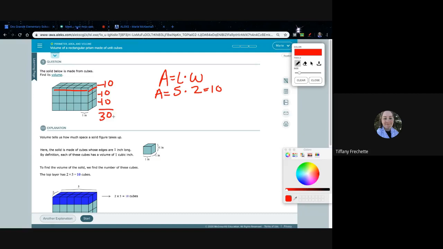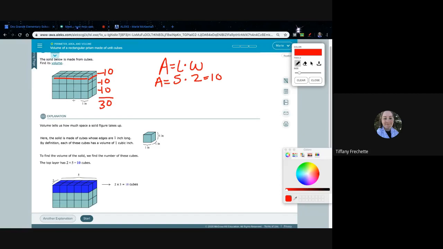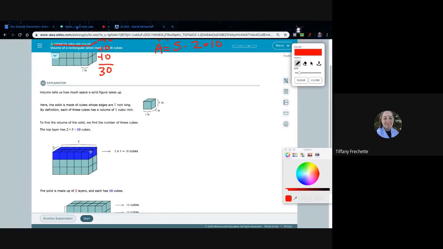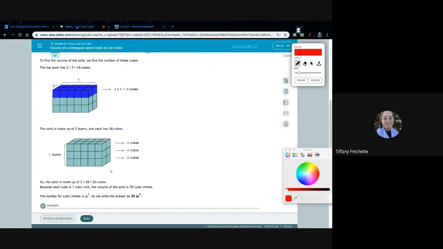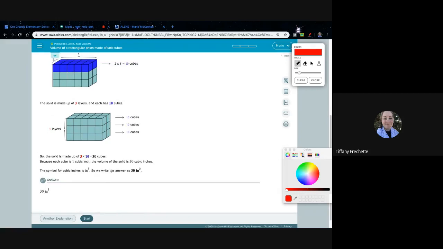So this actually helps us build the volume formula by looking at it this way. They do the same thing down here where they're showing you the top layer. It's 5 long by 2 wide, so it has 10 cubes in it. And then each one of these layers has 10 cubes. So this is all that they're doing. They're breaking it down the same way that I did. So let's go ahead and start.